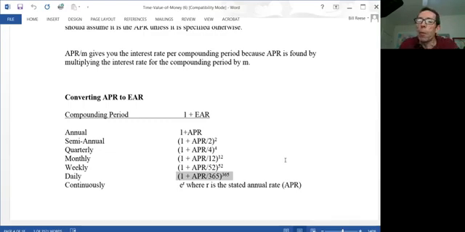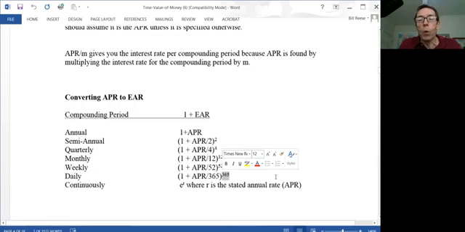And now we have a little bit of a problem with our formula. The problem is, if this is the number of compounding periods in a year, well, when you have continuous compounding, it's an infinite number of compounding periods in a year. So we have to come up with a different formula, and we have to use the letter E here. The letter E is used when we have continuous compounding.